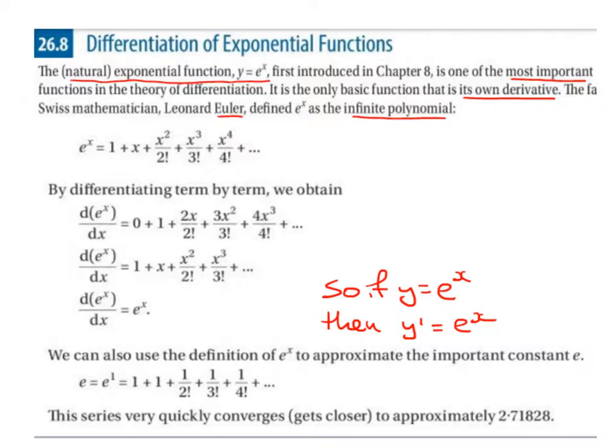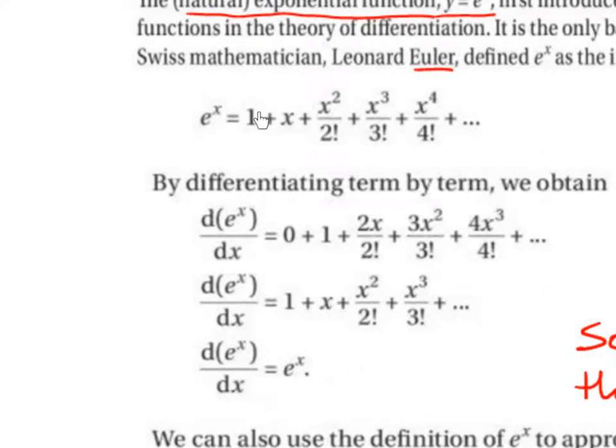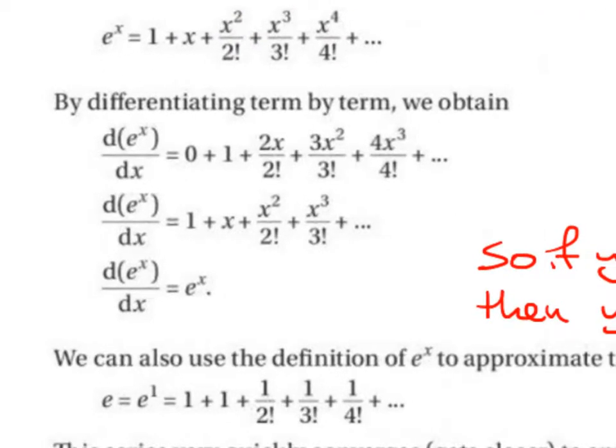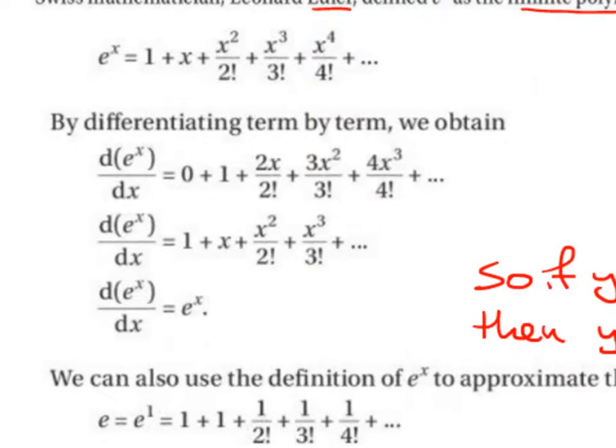So e to the power of x is equal to 1 plus x plus x squared over 2 factorial plus x cubed over 3 factorial plus x to the power of 4 over 4 factorial plus ... By differentiating term by term, we obtain d e to the power of x dx equals 0 plus 1 plus 2x over 2 factorial plus 3x squared over 3 factorial plus 4x cubed over 4 factorial plus ... So the derivative of 1 with respect to x is 0, the derivative of x with respect to x is 1, the derivative of x squared over 2 factorial with respect to x is 2x over 2 factorial, and so on.